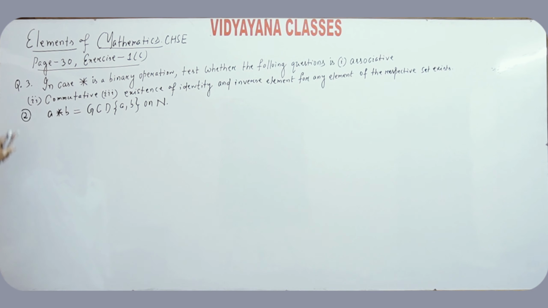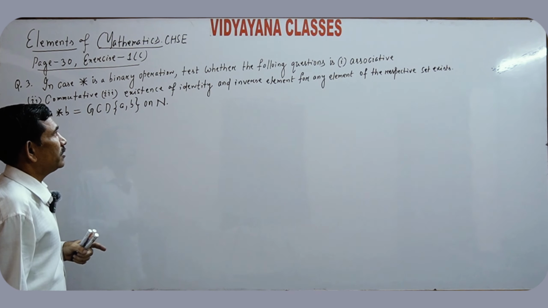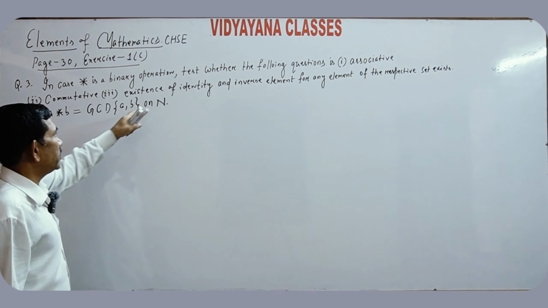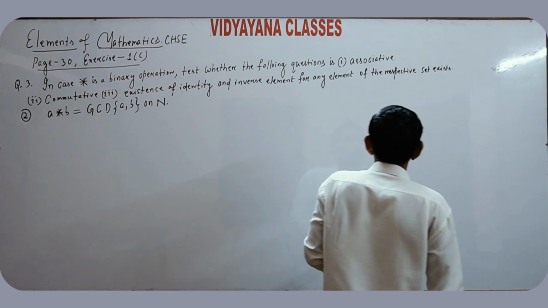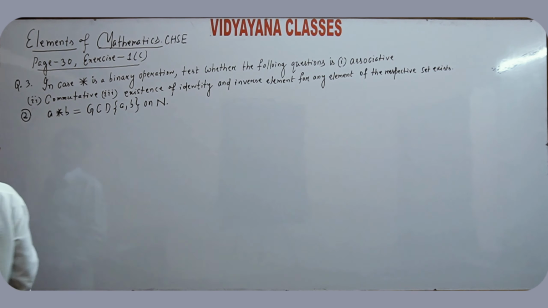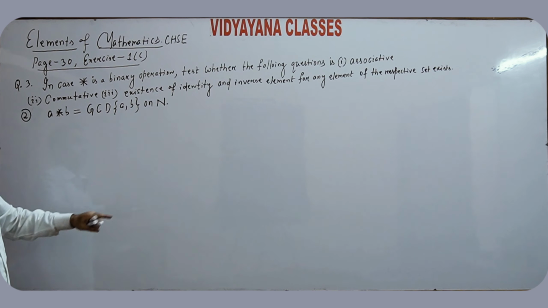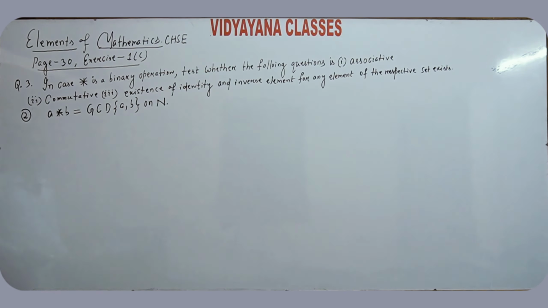Next, question number 3. In case star is a binary operation, test whether the following operation is associative, commutative, existence of identity, and inverse element for any element of the respective set exists. The function is defined by A star B is equal to GCD of A and B on N. First we have to show star is a binary operation or not.